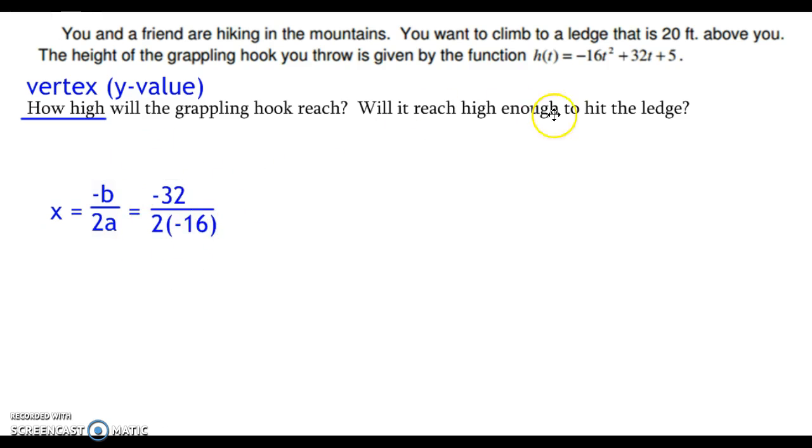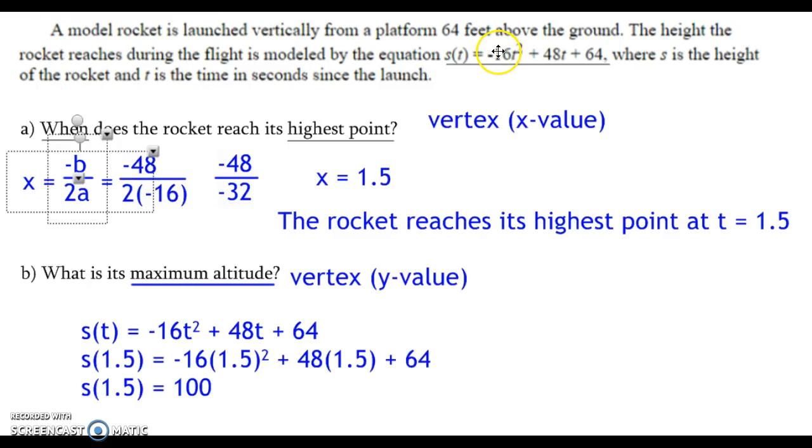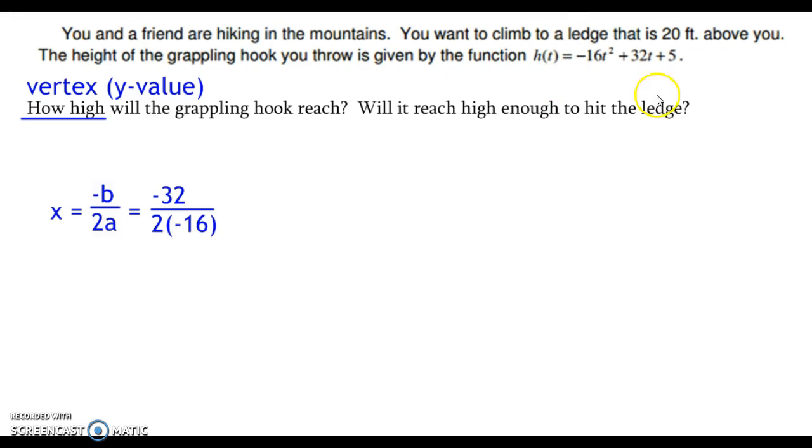Now, if you're wondering why this negative 16 comes up in real-world problems all the time, the negative 16 refers to the pull of gravity. With any projectile problem, negative 16 is going to be the acceleration downwards due to gravity. And it's the same for this problem. We have negative 16. Same for this problem. We have negative 16. So it just keeps popping up because gravity is a constant.